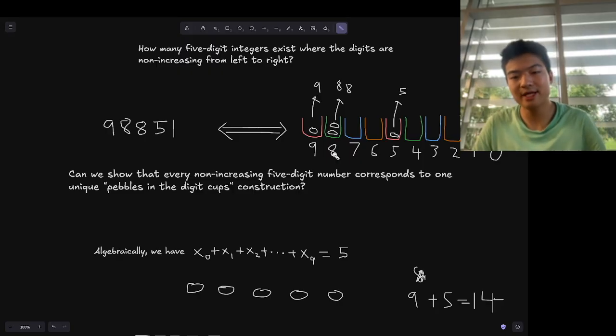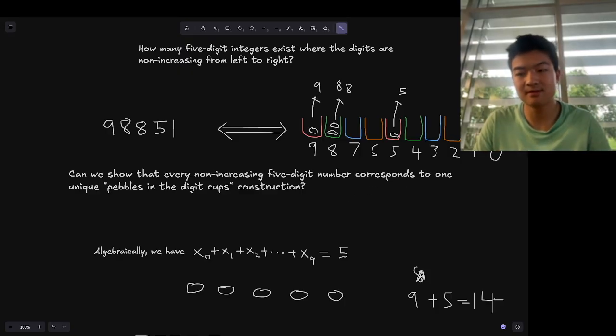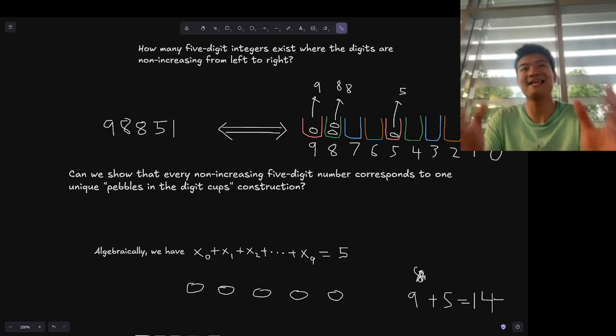So essentially what I really have is, if I label the number of pebbles in the digit cup labeled 0 as x0, and I let the number of pebbles in the digit cup labeled 1 be x1, and then in the end, I get that x0 plus x1 plus x2 all the way up to x9 is equal to 5. Essentially what this statement says is that the sum of the number of pebbles across each different cup is equal to 5.